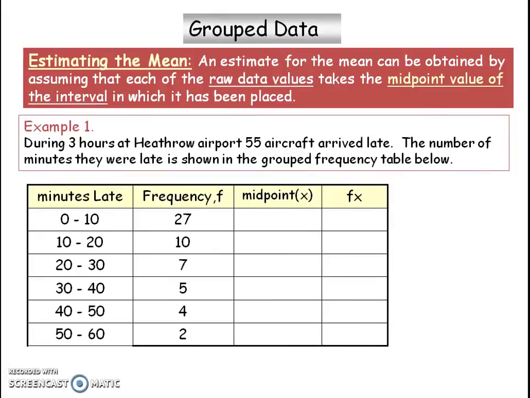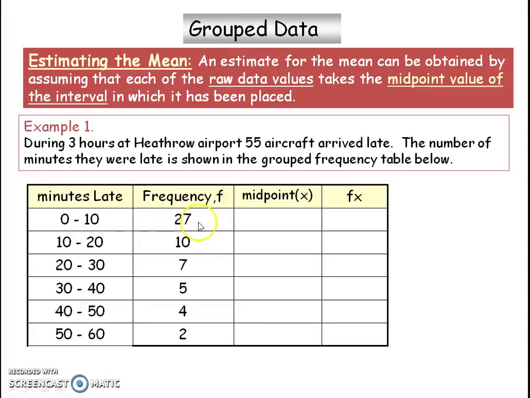Now come to the mean for this particular data set. This mean can be estimated by assuming that each of the raw data values takes the midpoint value of the interval in which it has been placed. Now we have 55 aircraft and the number of minutes they were delayed is also shown. We need to calculate the midpoint of these class intervals.